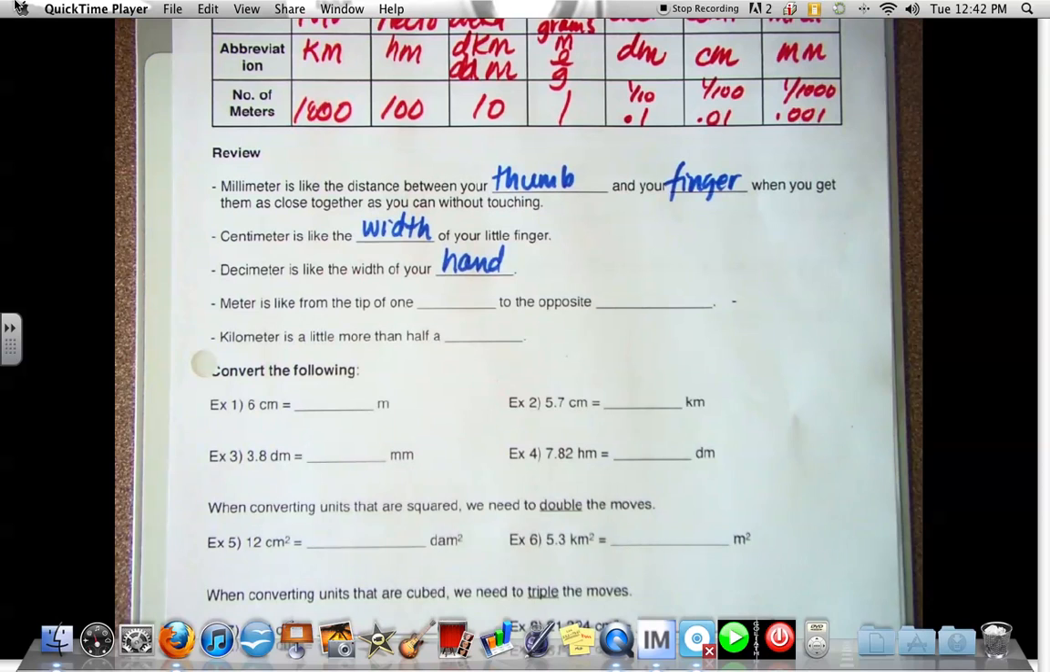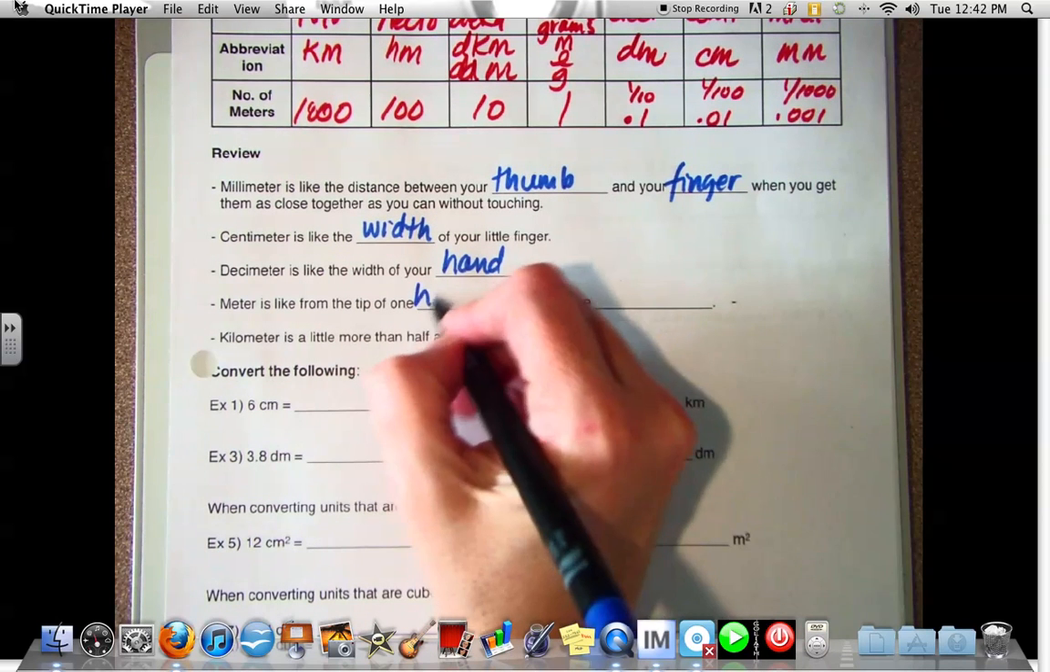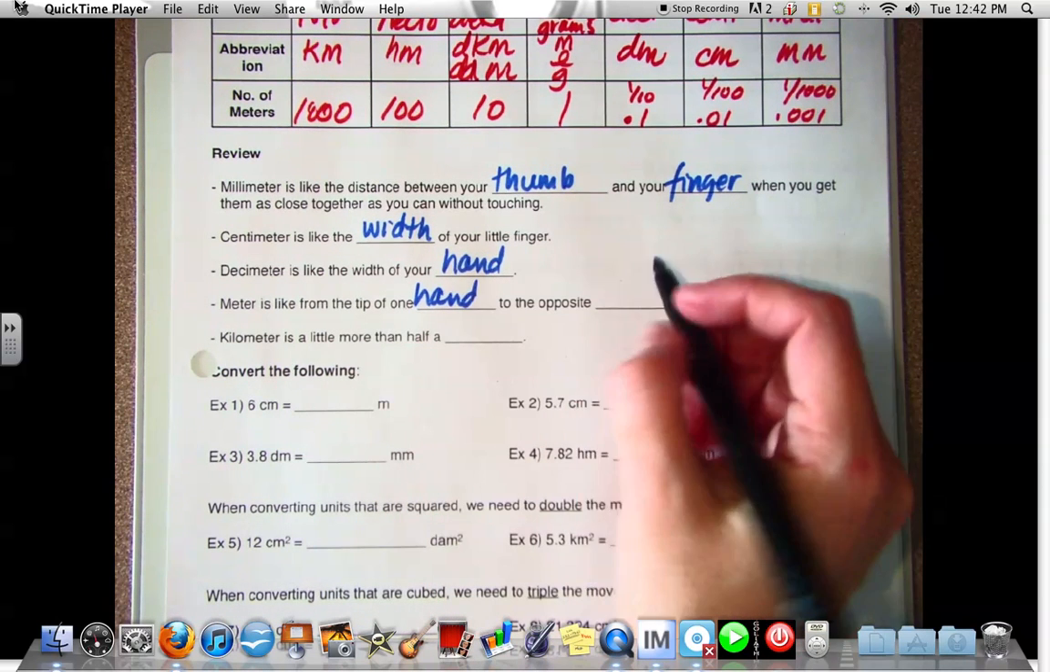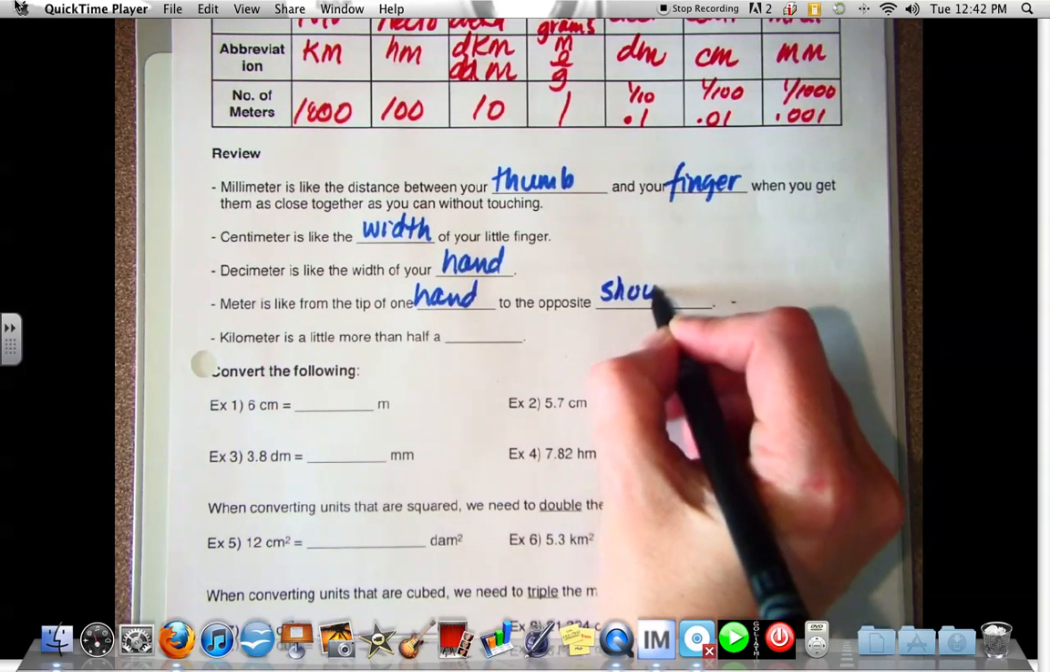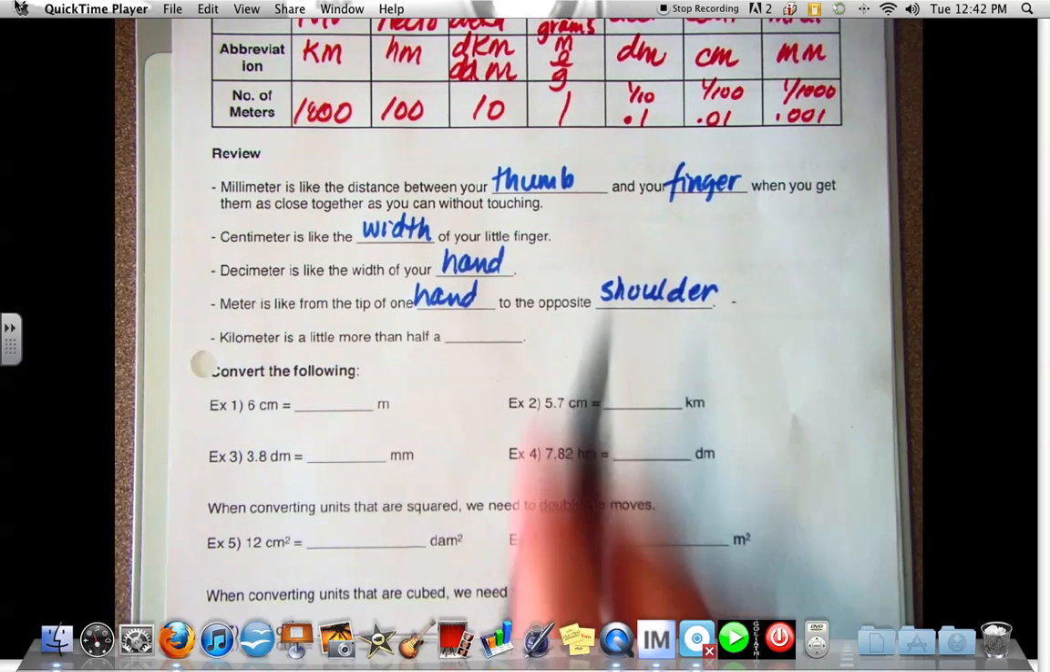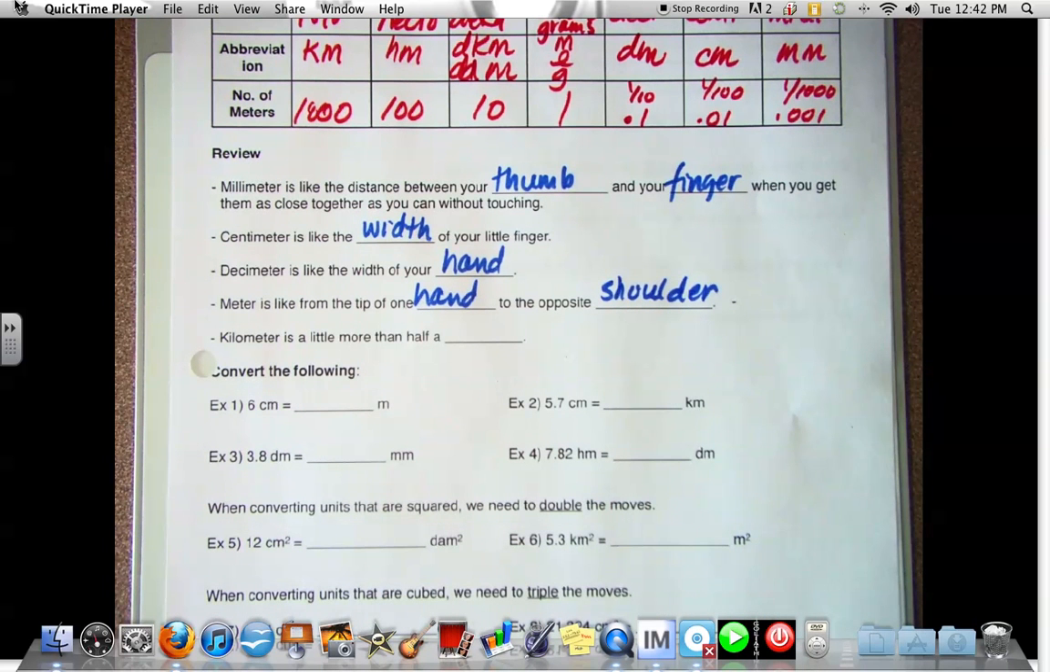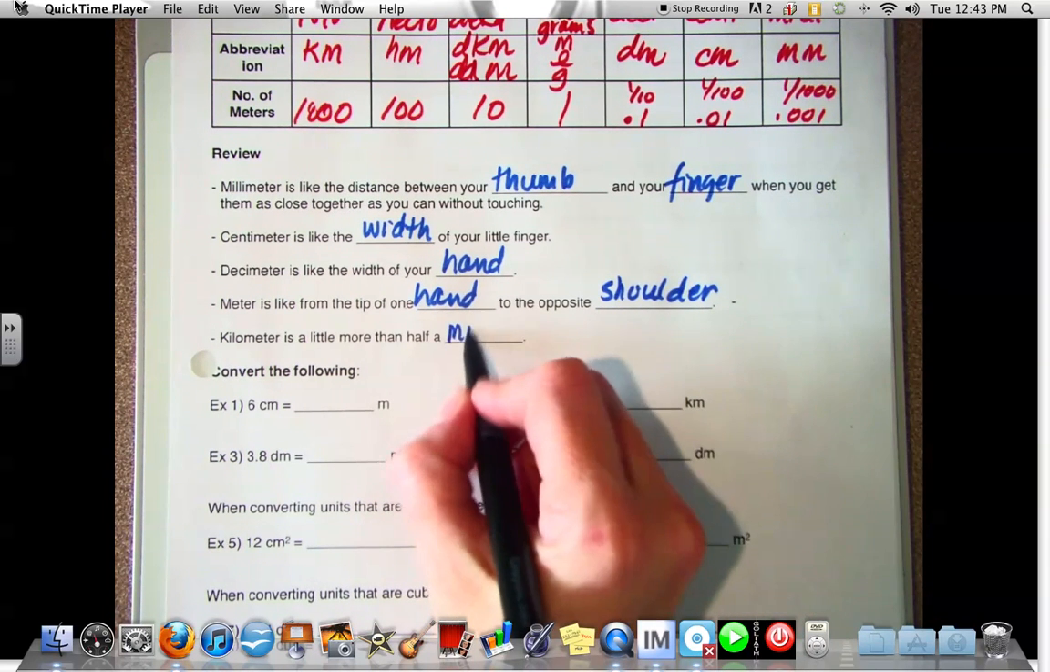Meter is like from the tip of one hand to the opposite shoulder. So you put out one arm, the tip of the one hand to the opposite shoulder. That's about how long a meter is. Obviously, some of us have different arm lengths, but this is just an approximation. Kilometer is a little more than half a mile.